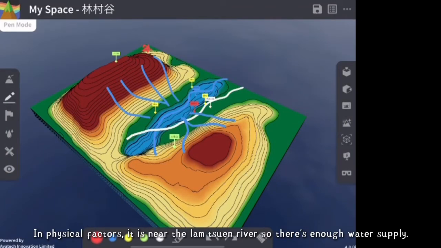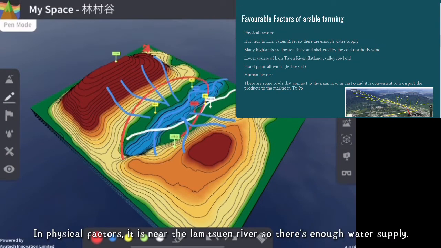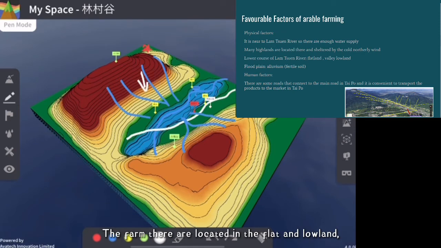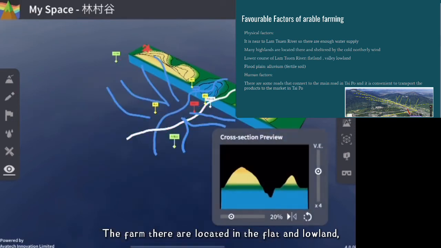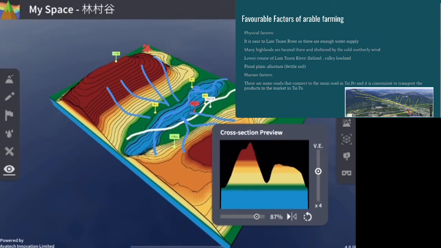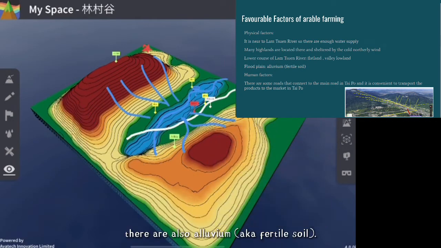In physical factors, it is near the Lam Tsuen River, so there is enough water supply. Also, many highlands are located there and sheltered by the cold northerly wind. The farms there are located in the flat and fairly lowland. There is also alluvium, which is fertile soil.